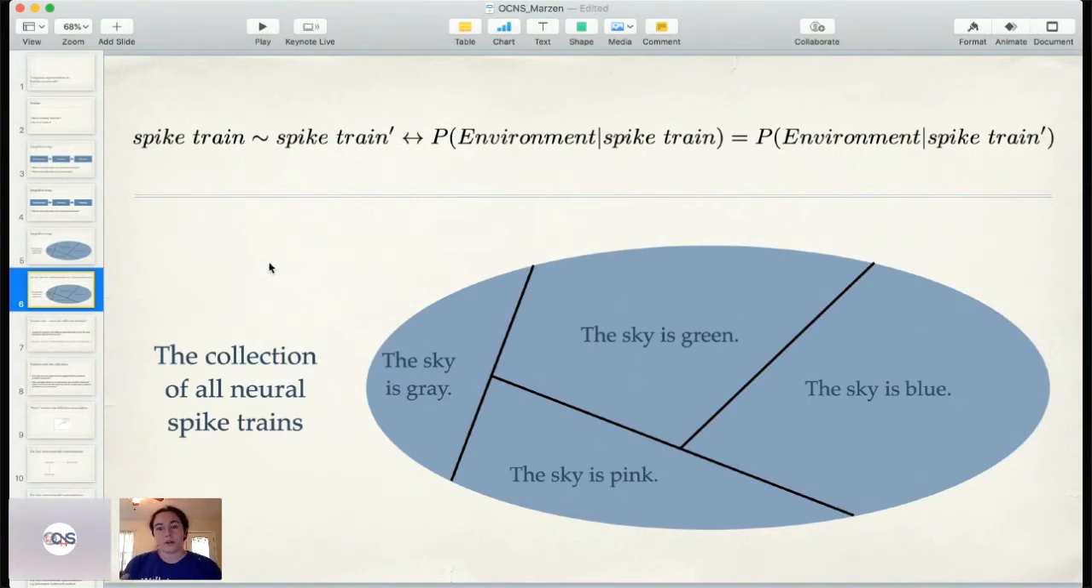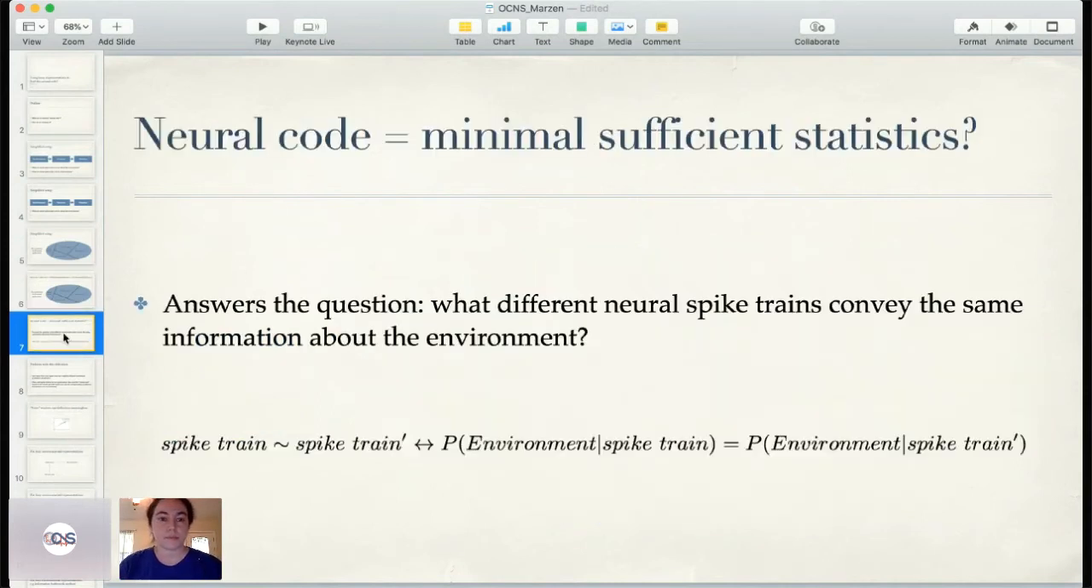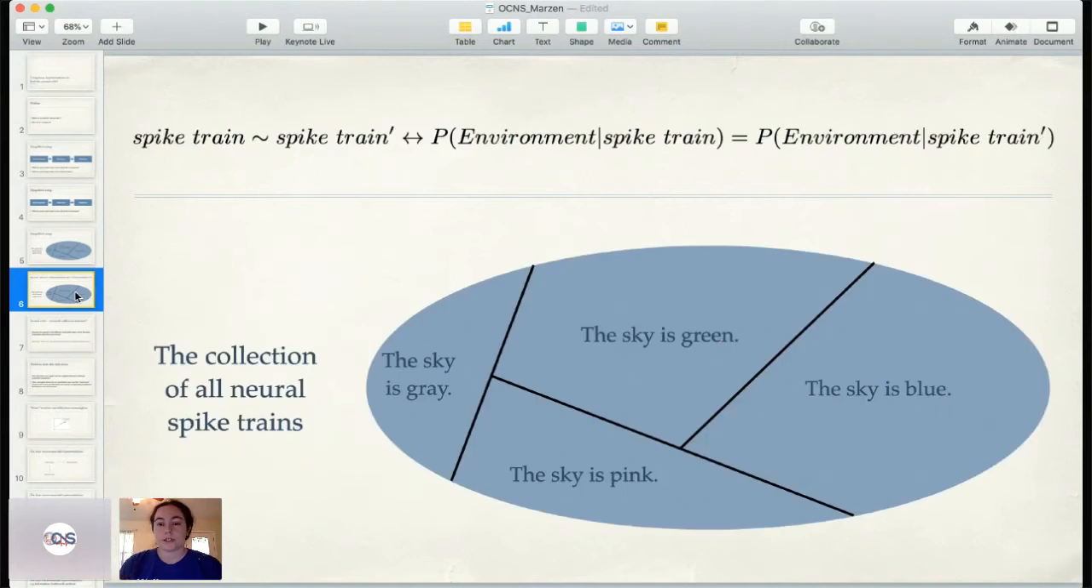So this equivalence relation, I would argue, is maybe our first guess at what we mean by neural code. Another word for this equivalence relation that I put on the screen is minimal sufficient statistics. Basically, what you're asking is what about the neural spike trains can be the same information about the environment? I put up the equivalence relation again, and you're saying, what are the minimal sufficient statistics of the neural spike trains with respect to the environment? That's just a jargony term for exactly what this equivalence relationship is. You're partitioning the neural spike trains based on what they tell you about the environment according to the conditional probability distribution of environment given spike train.